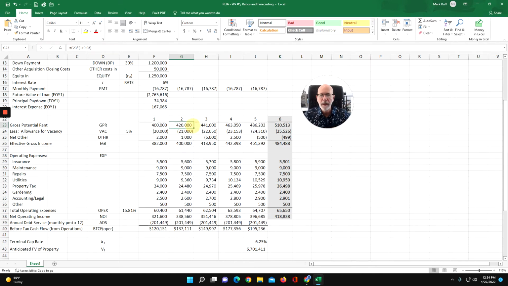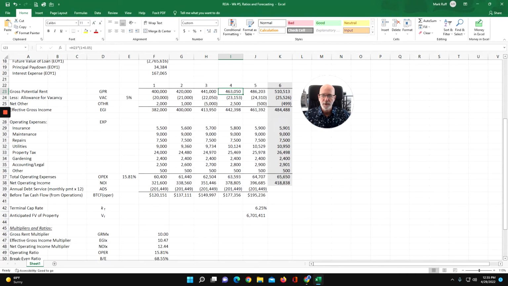How do we derive these numbers? Well, we're going to assign some type of an inflator or maybe even a deflator over the hold period. And that's really going to be a part of your market study. Or in some instances, it might just be a gut instinct that you might have, kind of where the trend is for rents and expenses.